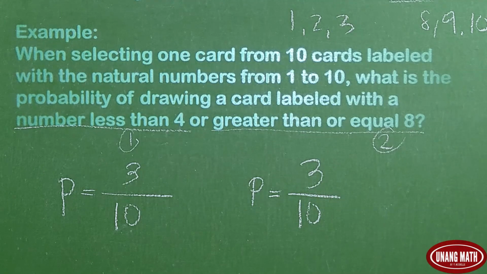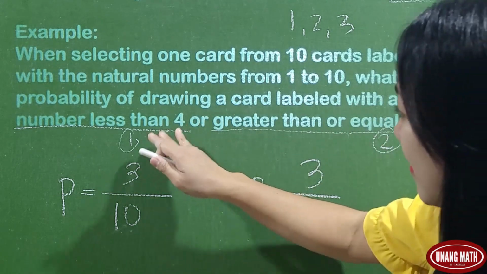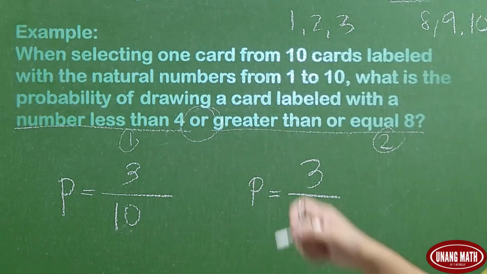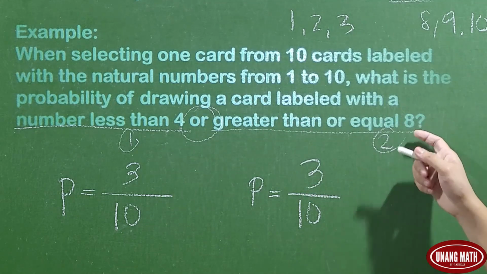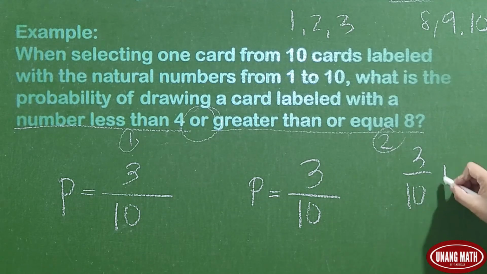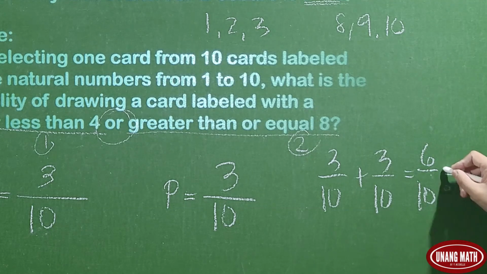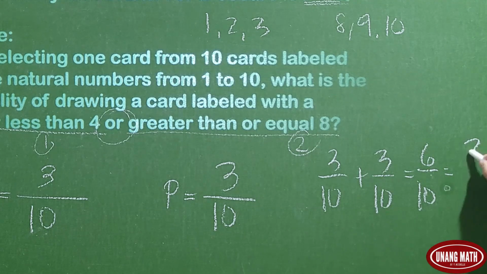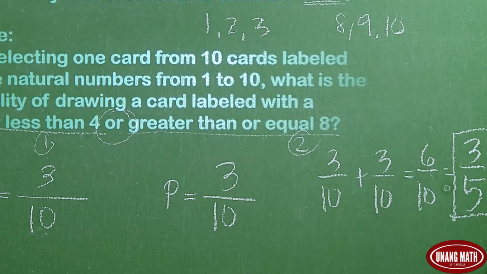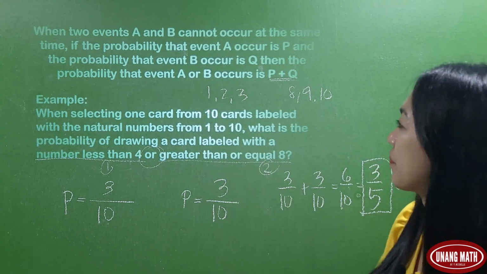Since we're looking for the probability of drawing a card labeled with a number less than 4 or greater than or equal to 8, we have to add these two probabilities. So 3 over 10 plus 3 over 10 is 6 over 10. If we simplify, then 3 over 5. And this is now our final probability for this problem.